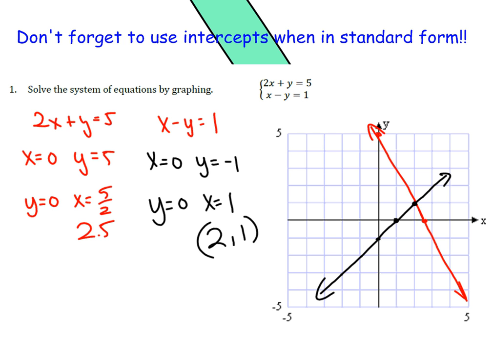So let's take a look here. Does this solve both of those? Well, 2 times 2 plus 1 equals 5. Check. Cool. Does 2 minus 1 equal 1? Check. Good. There is my solution. Both of those are going to work.